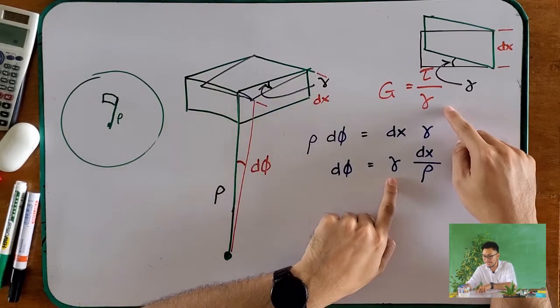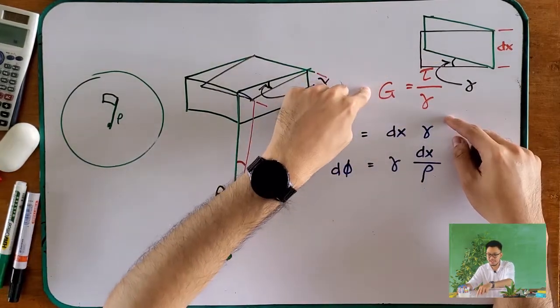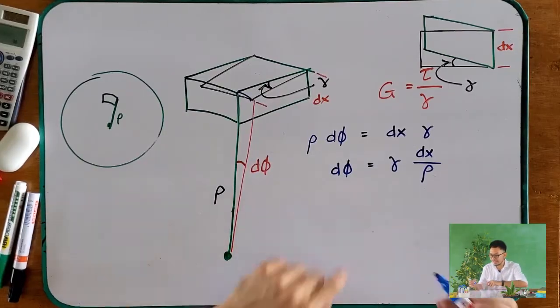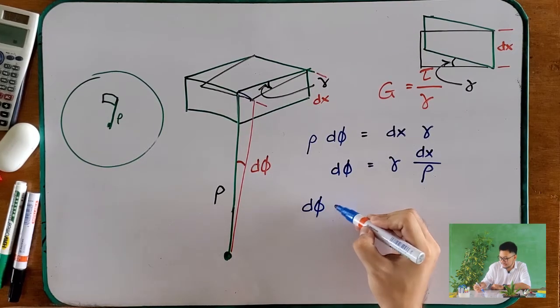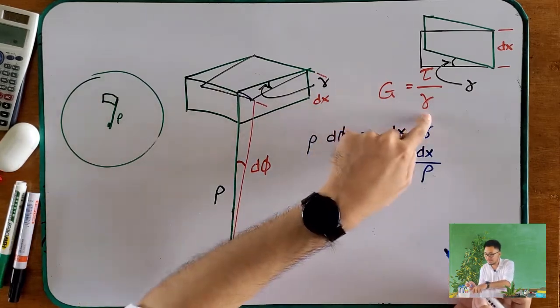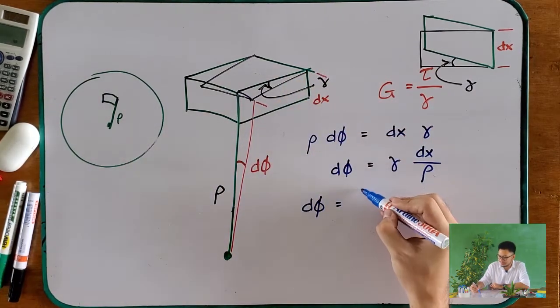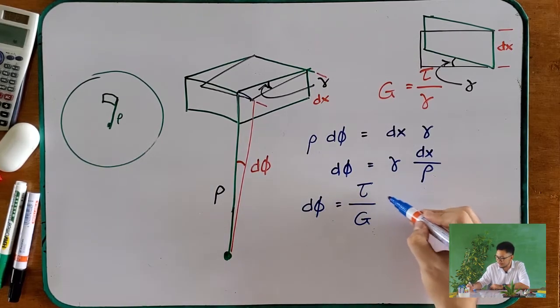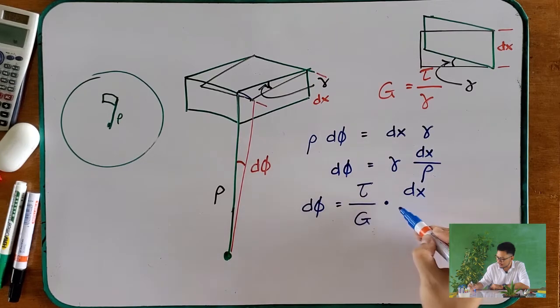Okay? And by using this equation, we can substitute your gamma into this shear stress and G. So, that is shear stress divided by your G. And therefore, this one can be further expounded into d phi is equal to shear stress over G multiplied by dx over rho. And on your last two topics ago, you learned our torsion formula. And can you recall our torsion formula?